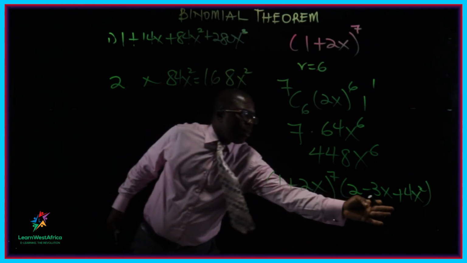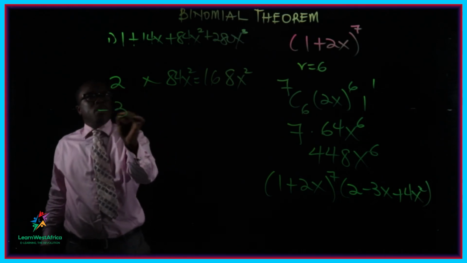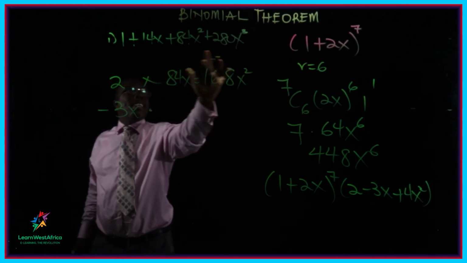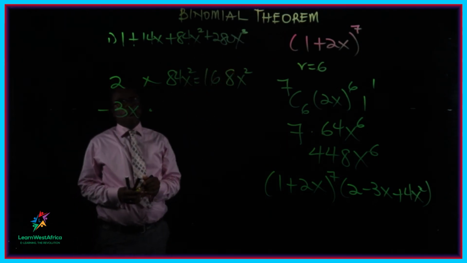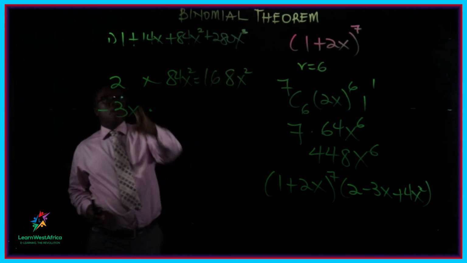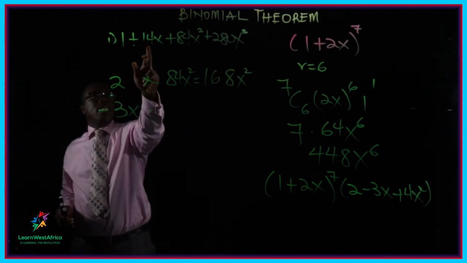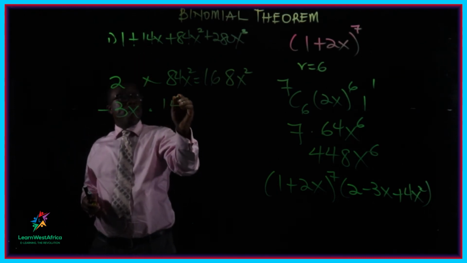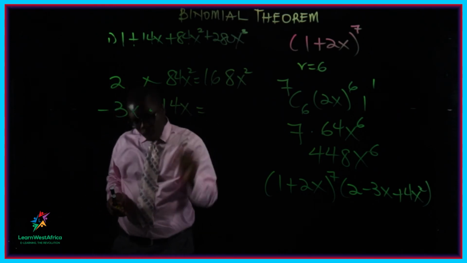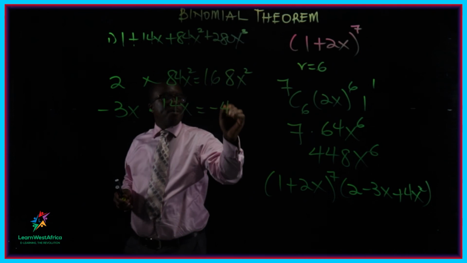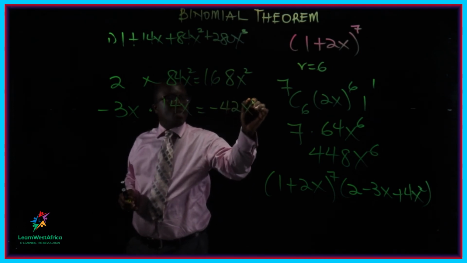Then we come to the minus 3x. What should the minus 3x multiply there to produce an x squared? When we look at it carefully, the minus 3 will need an x. Hence, this will be multiplied by 14x. And what do we get for that? That should give us minus 42x squared.